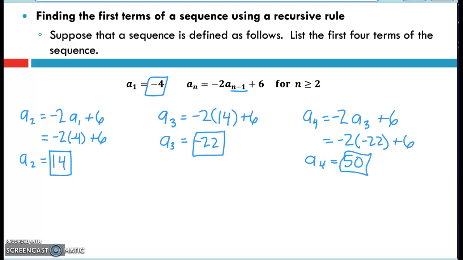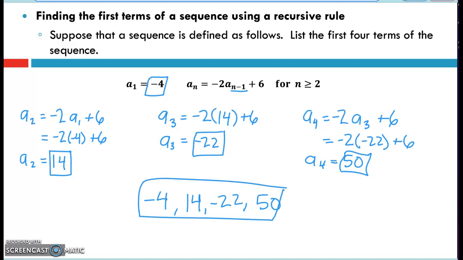So what are our first four terms? Don't forget, this negative 4 is your first term. You don't have to go on and find a sub 5. The second term is 14, the third term is negative 22, and the fourth term is 50. So there are the first four terms of the sequence.